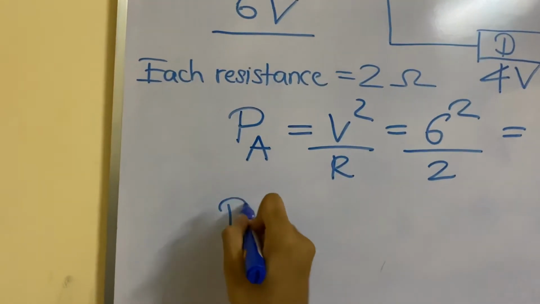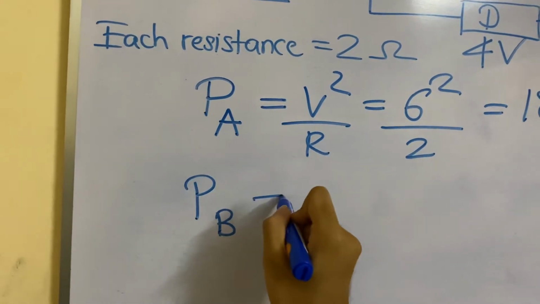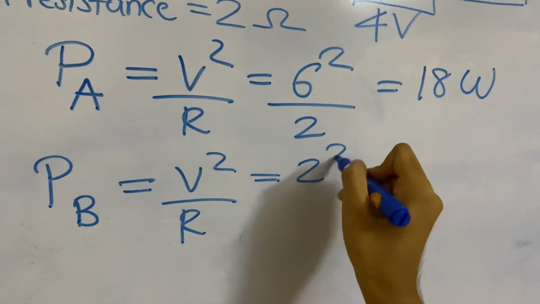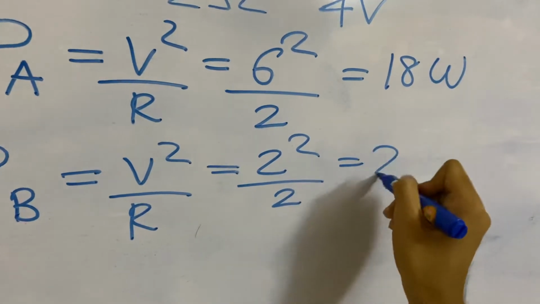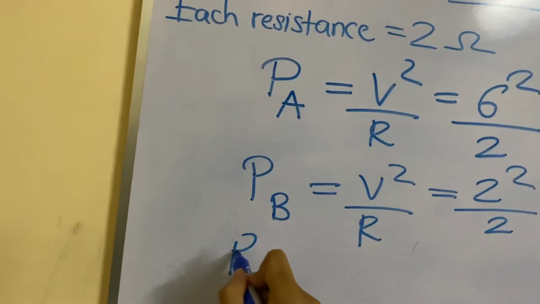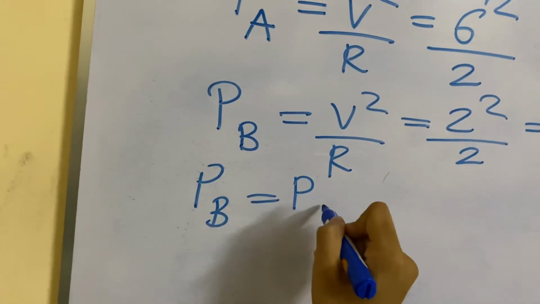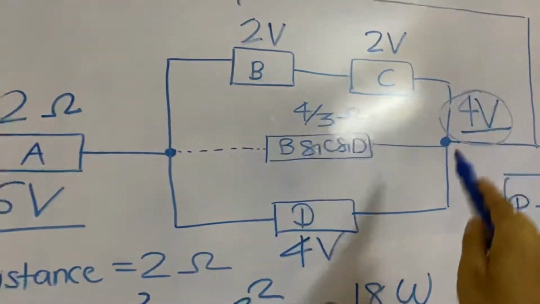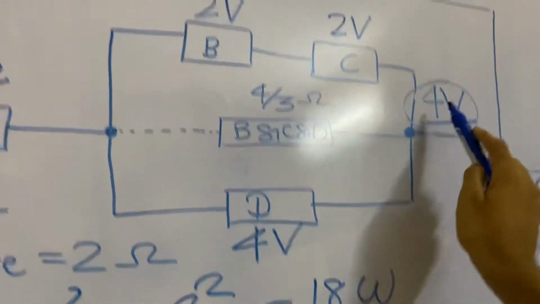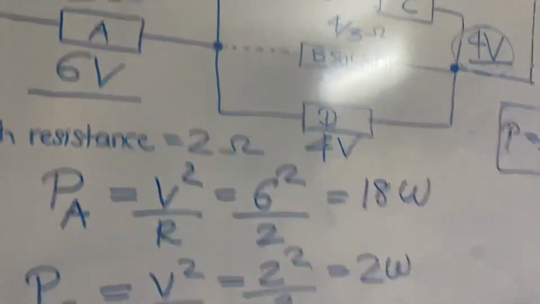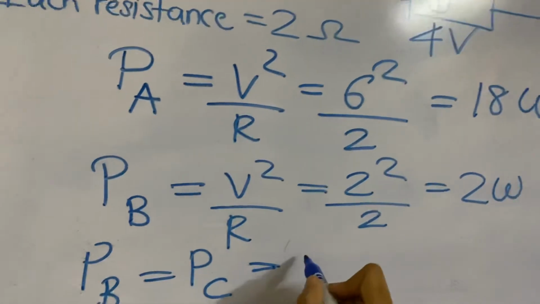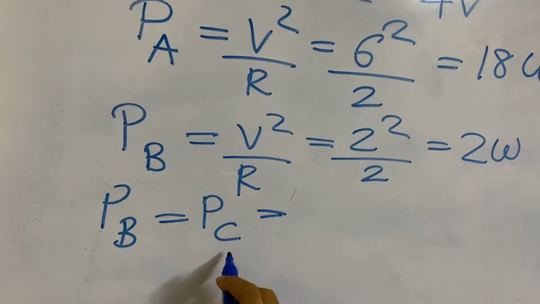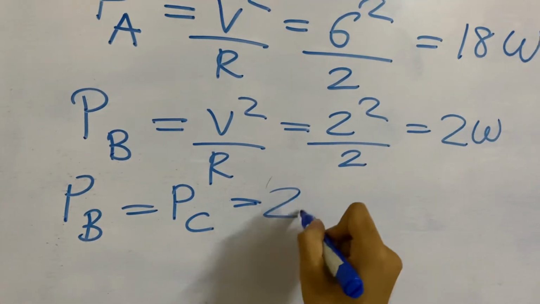Okay, the power dissipated in B is V squared divided by R. V squared is 2 squared, 4, divided by 2, so this has to be 2 watts. The power dissipated in B is equal to the power dissipated in C. Why? What's the reason? Because the voltage, which is the total voltage of this part of the circuit, 4 volts, is equally shared between the two resistances of 2 and 2 respectively. So I can write that the power dissipated in B is equal to the power dissipated in C, so this has to be 2 watts.